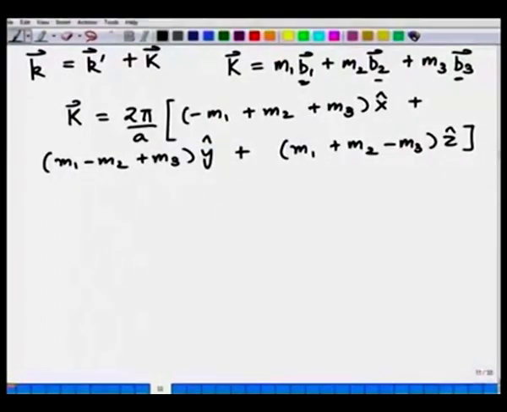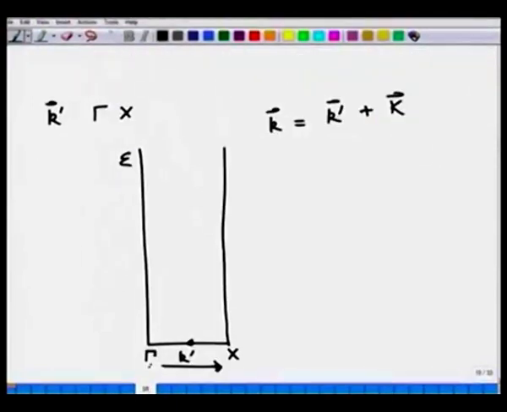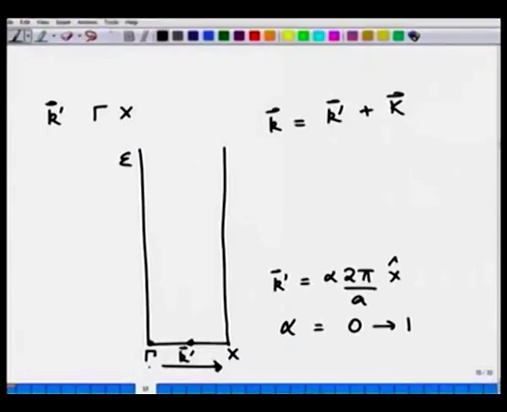So now, what is the k prime vector? For this particular k prime vector, what is it in the gamma to x direction? This k prime vector, I can write it as alpha times 2 pi by a x hat, where alpha goes from 0 to 1. That means when alpha is 0, then I am at the gamma point. When alpha is equal to 1, then I am at the x point. Then I reach this x point.